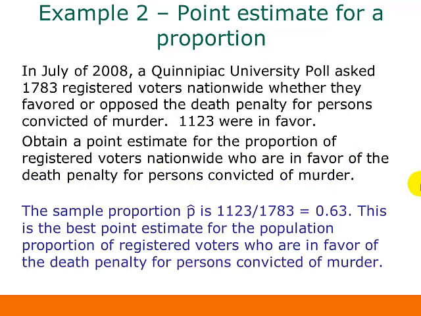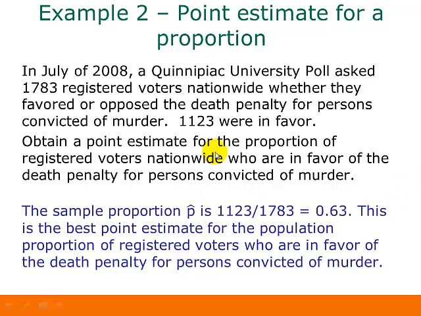Here's another example. In July of 2008, a Quinnipiac University Poll asked 1,783 registered voters nationwide whether they favored or opposed the death penalty for persons convicted of murder. 1,123 were in favor. Obtain a point estimate for the proportion of registered voters nationwide who were in favor of the death penalty for persons convicted of murder.